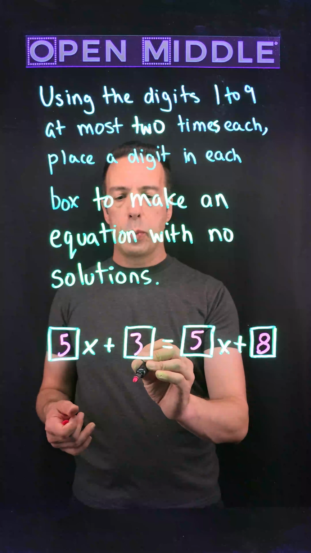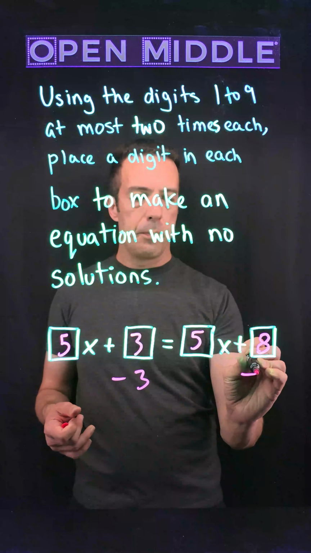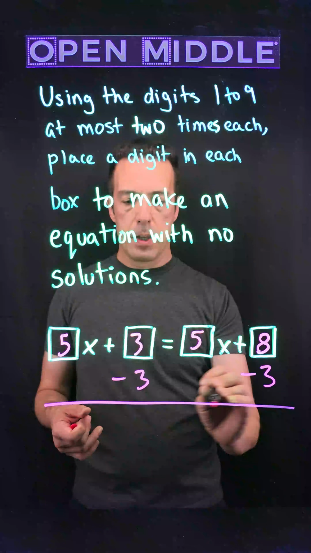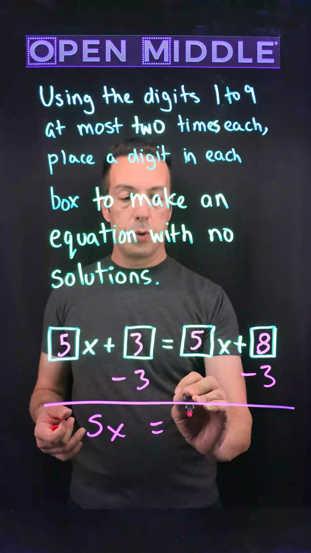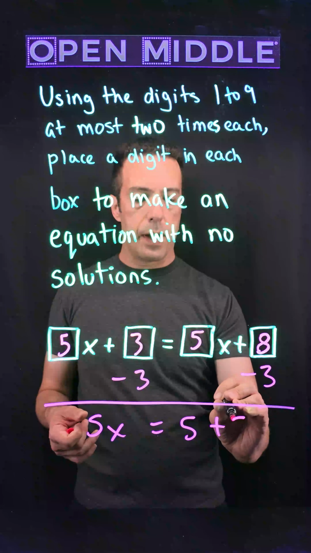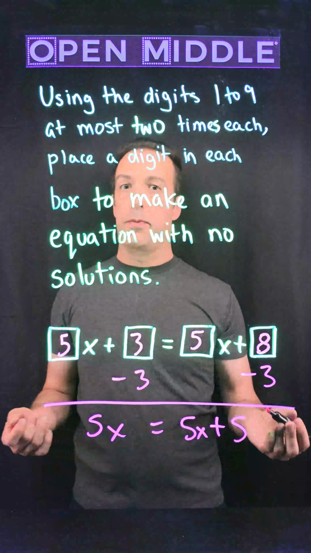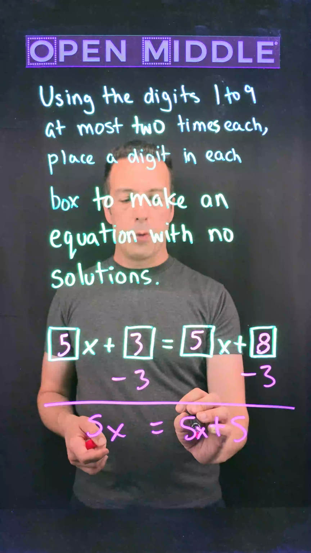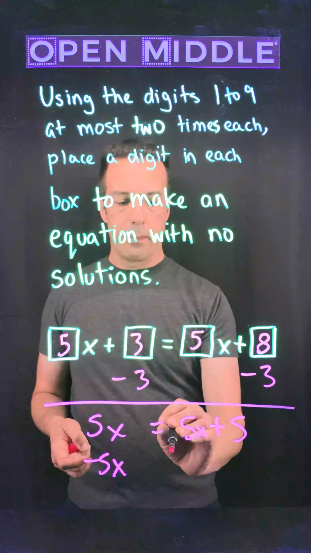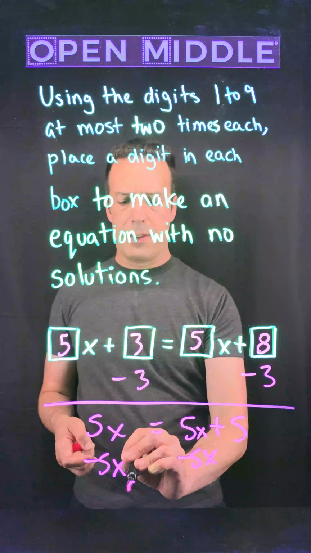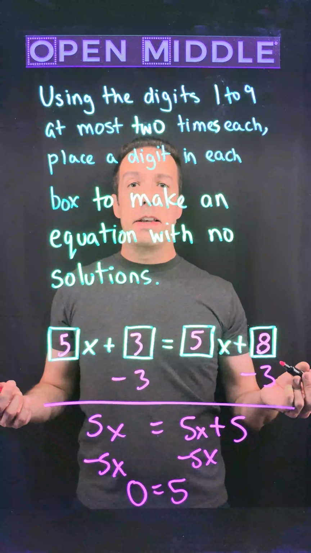So in this particular case, we could subtract 3 from both sides, and then we get 5x equals 5 plus 5x. Whoops. And then we subtract 5x from both sides. And now we get 0 equals 5, which never happens.